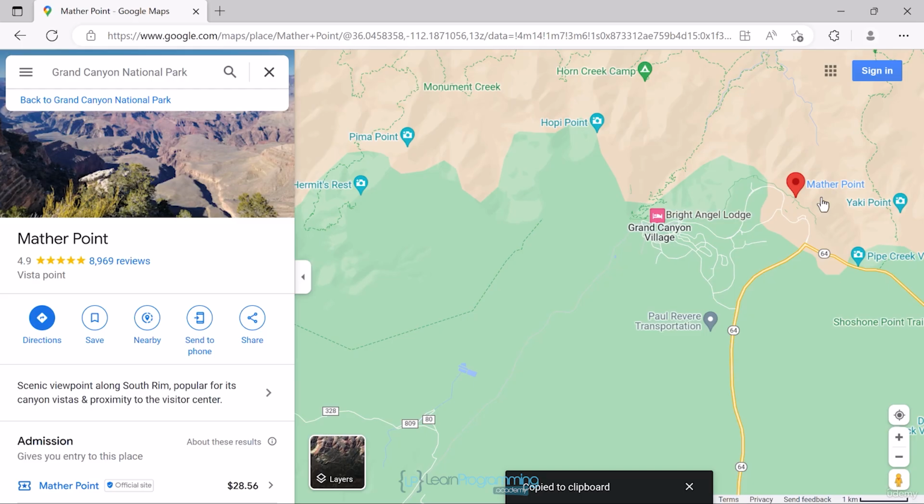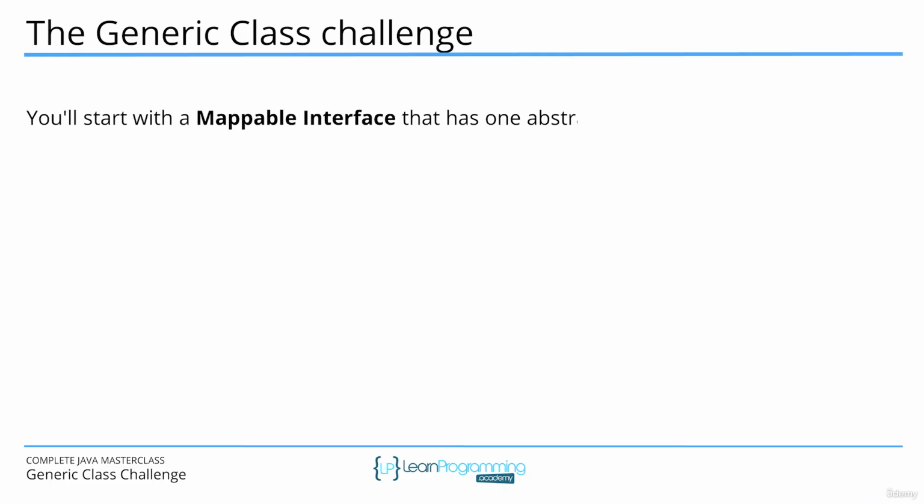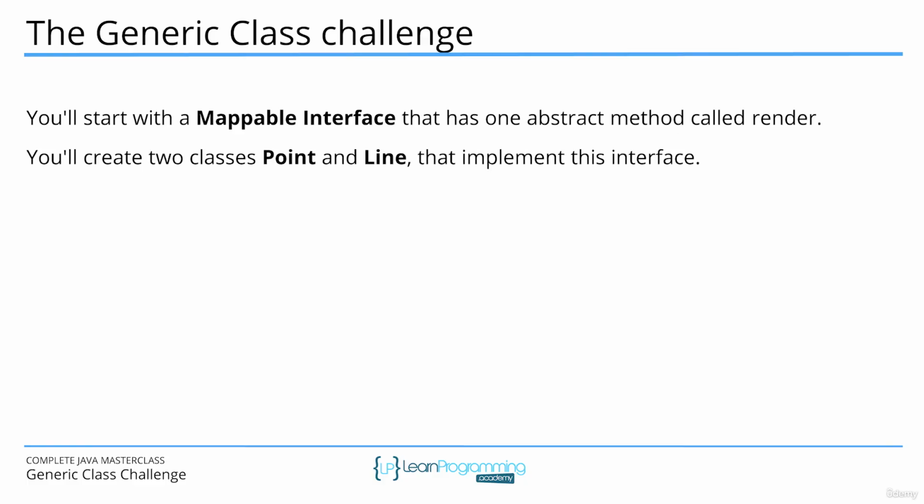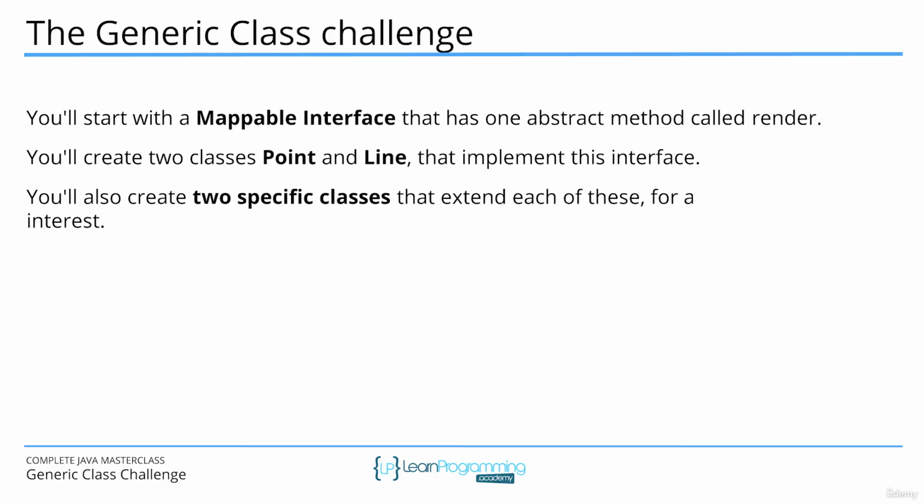Again, I won't actually be mapping our points on a map, but generating code that would allow a map program to do it. In this challenge, you'll start with a mappable interface that has one abstract method called render. You'll create two classes, point and line, that implement this interface. You'll also create two specific classes that extend each of these for a mappable item of interest.